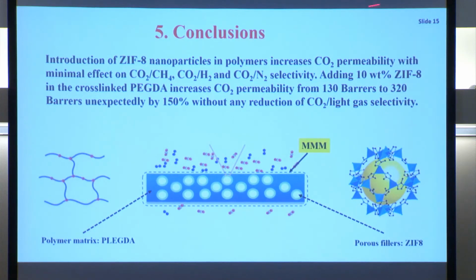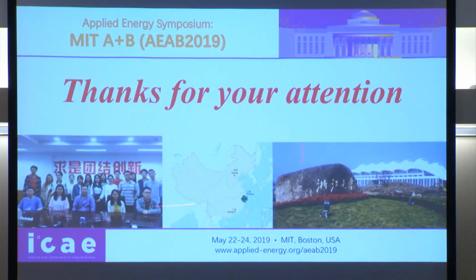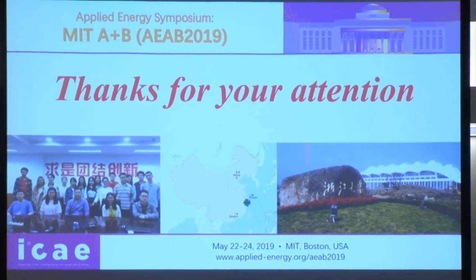Okay, the conclusion is that introduction of ZIF-8 nanoparticles in the polymer increases CO2 permeability with minimal effect on the selectivity. Adding 10% of ZIF-8 into the cross-linked PGDA increases the CO2 permeability by 150% without the reduction of the selectivity. So thanks to the group, and thanks for your attention.